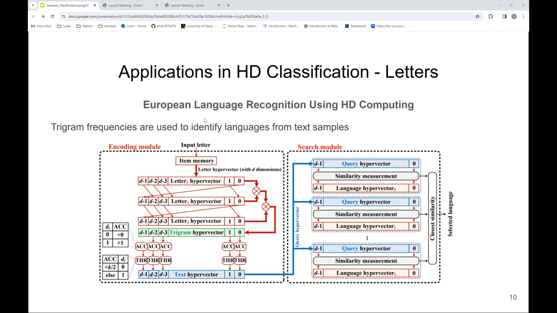One of them is the European language recognition using HD computing. This is exactly the case we encountered in one of the labs, where we have the encoding module and the search module, and we have the trigrams, and we were able to distinguish in which language the text was written.